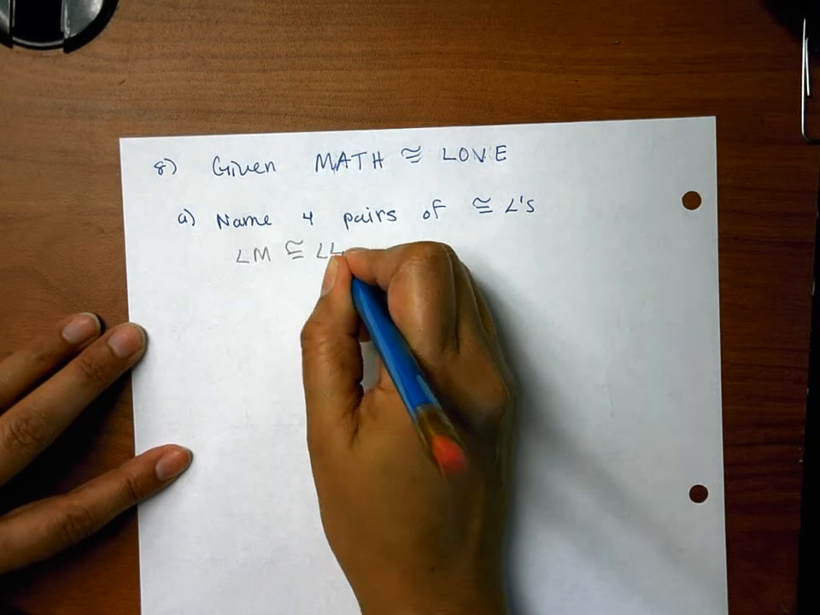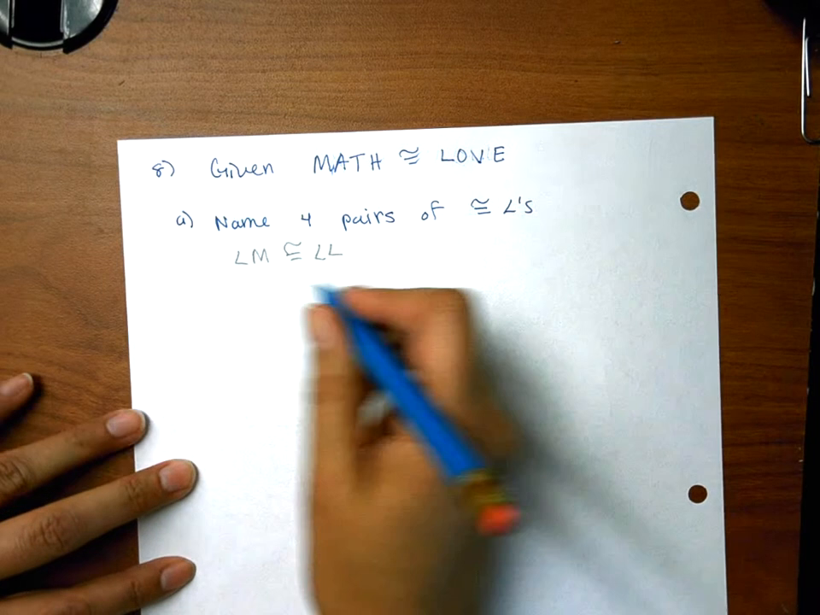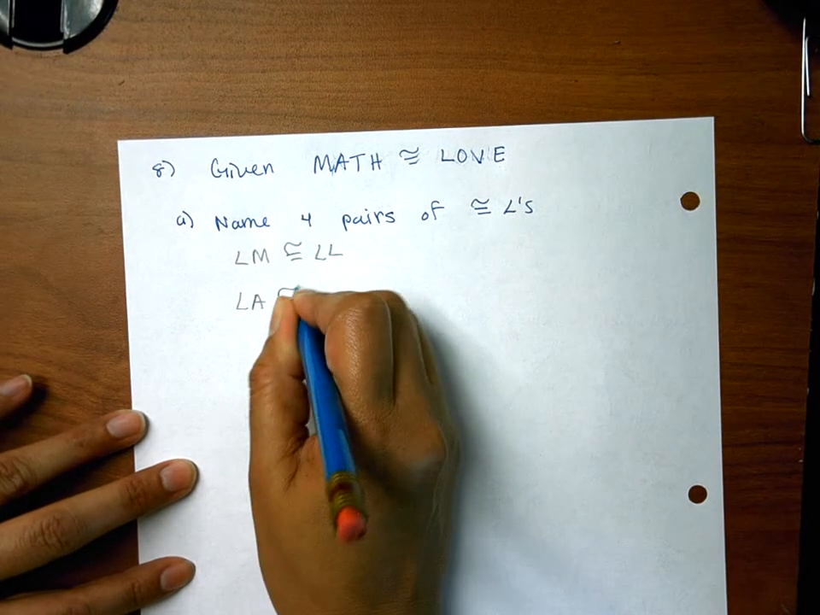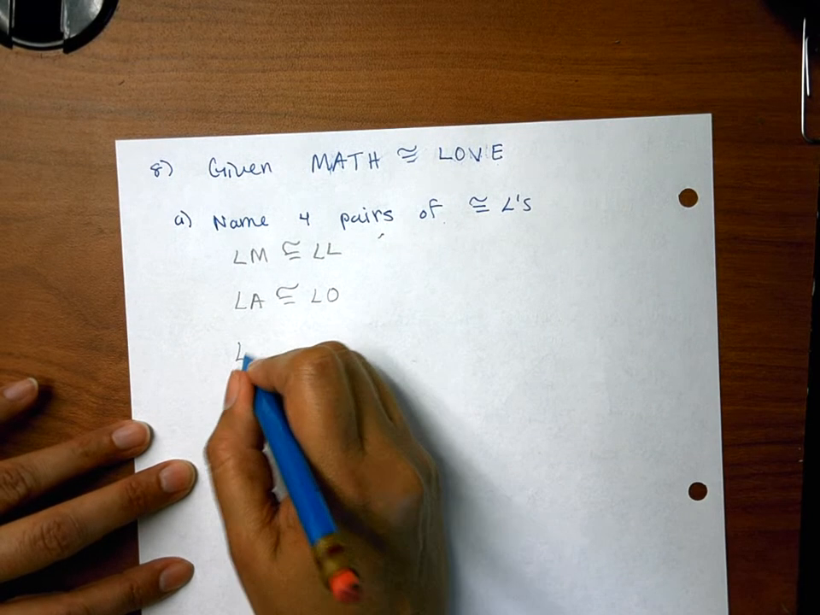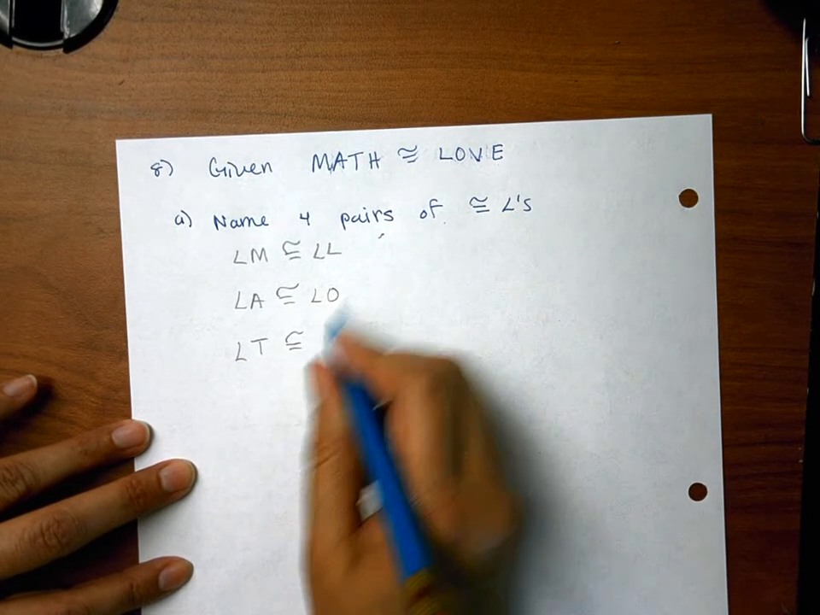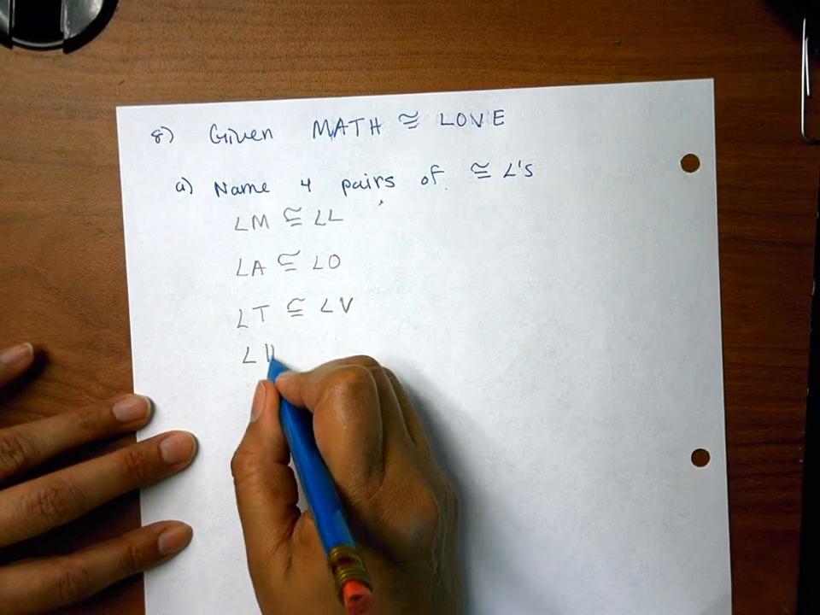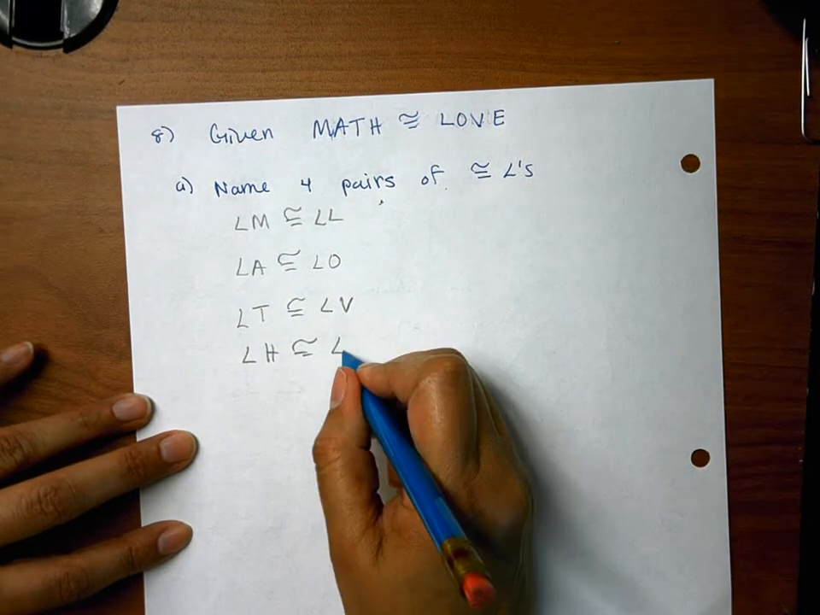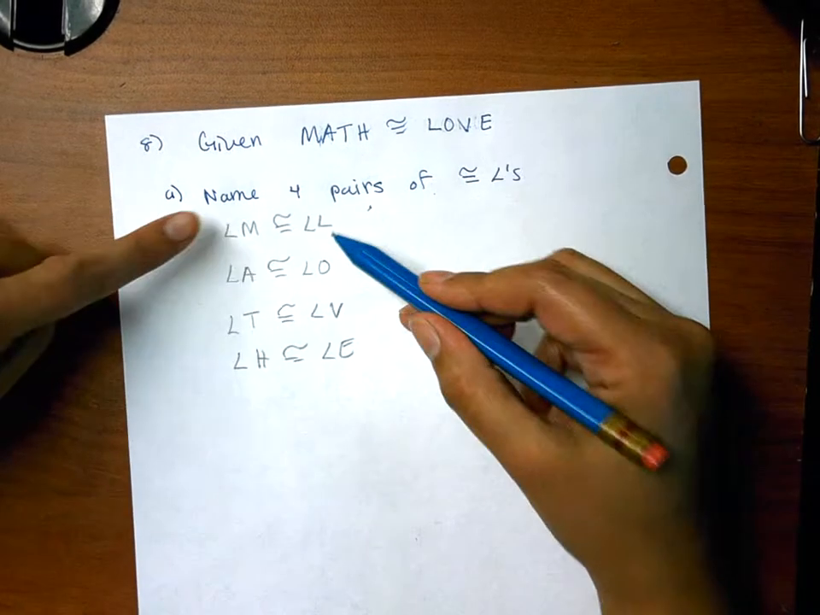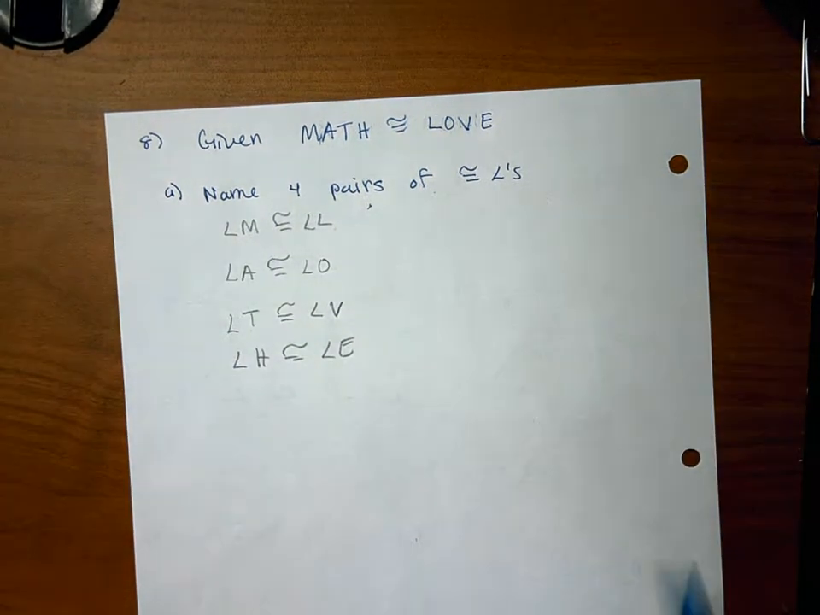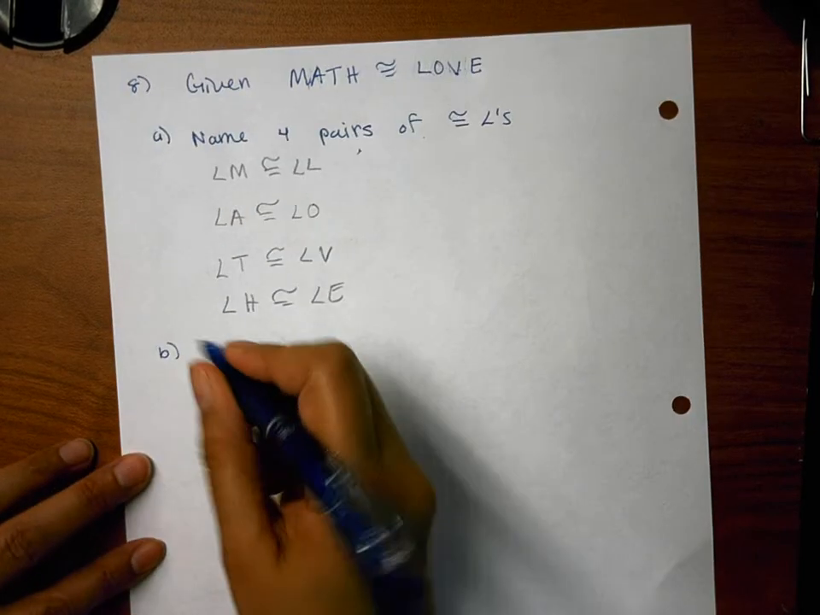Angle M, I'm just going to go in order, is congruent to L. Now, you don't have to go in the same order. You can start with A and O or H and E. I'm just going to go down the line. Angle A is congruent to O. You can pause and finish these on your own and then check. Angle T is congruent to angle V. And H is congruent to E. They just matched. First, second, third, fourth. All right, that's it for part A.